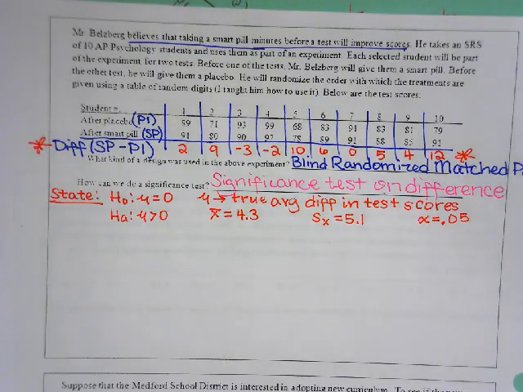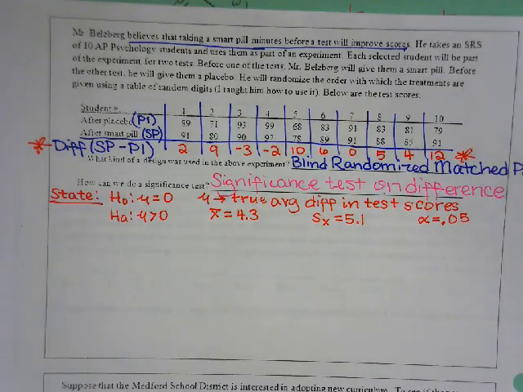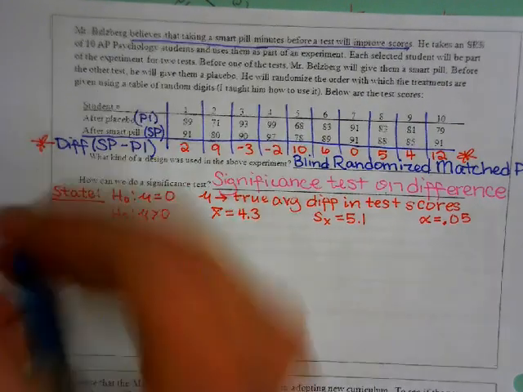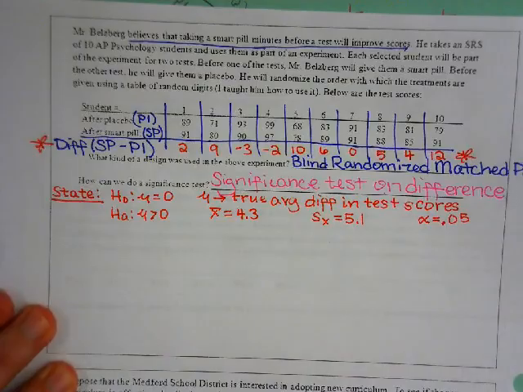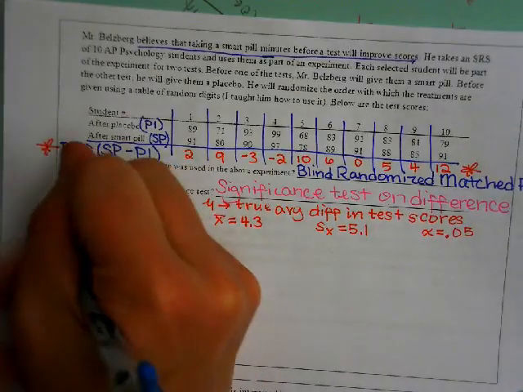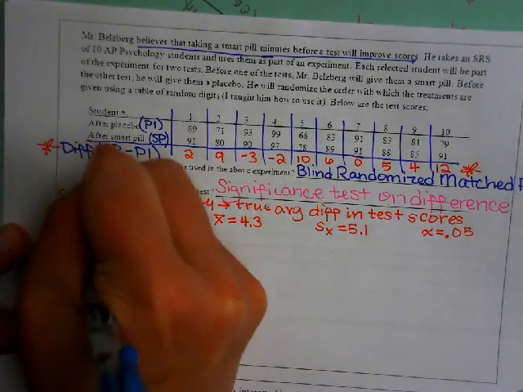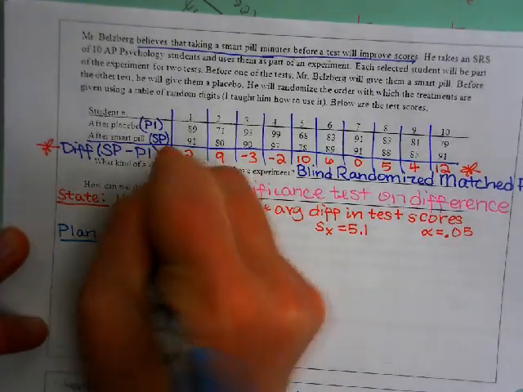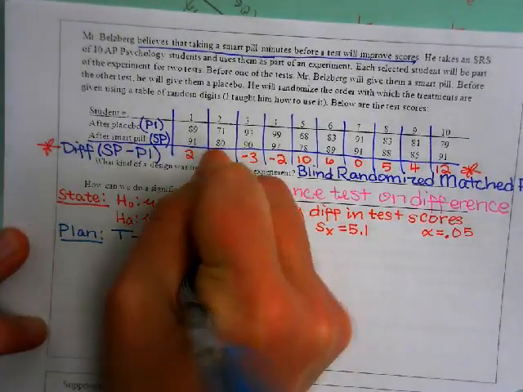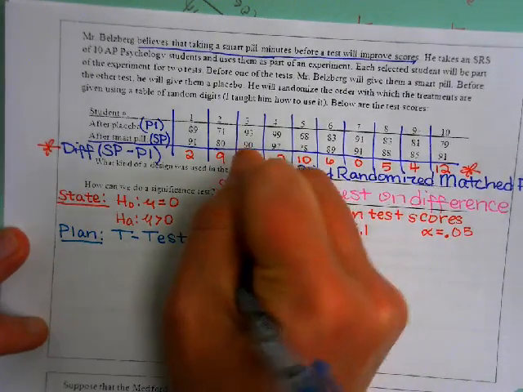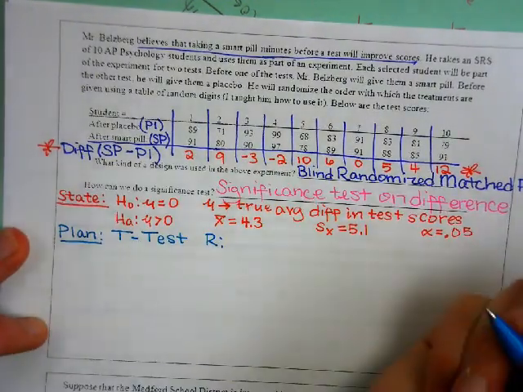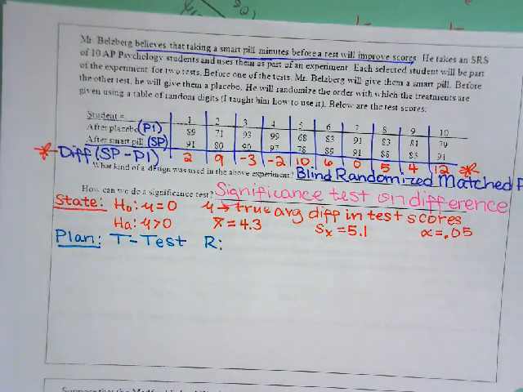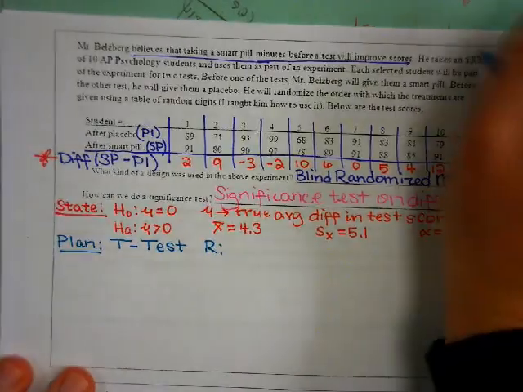All right, plan. What's our calculator function? T-test. And then what are our conditions? Random, normal, independent. Thank you. Random. It tells us, oh, there it is. Up here in the top right, it tells us he took an SRS of 10 students.